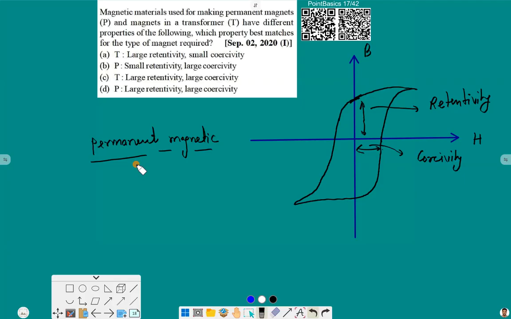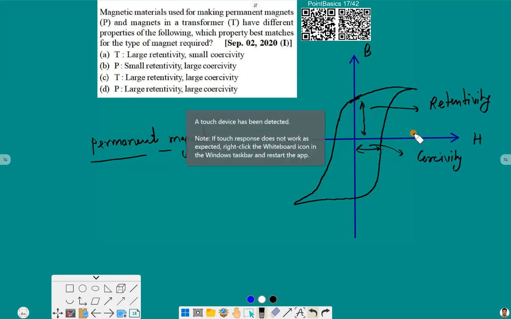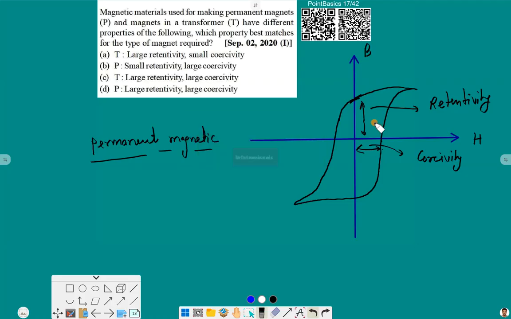So it should be difficult to demagnetize the permanent magnet, and we know that the amount of work needed to demagnetize a magnet is equal to the area of this BH curve. The more the area, the more difficult it will be to demagnetize the magnet. So for a permanent magnet, this area needs to be maximum, and this area will be maximum when retentivity and coercivity both are large. So option C, large retentivity and large coercivity, will be the answer. Now let's move to the next one.